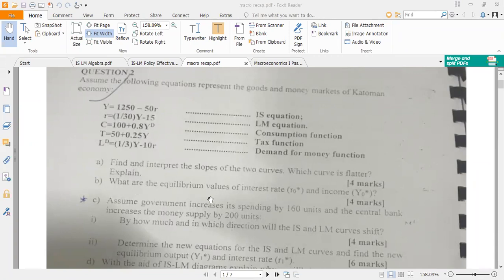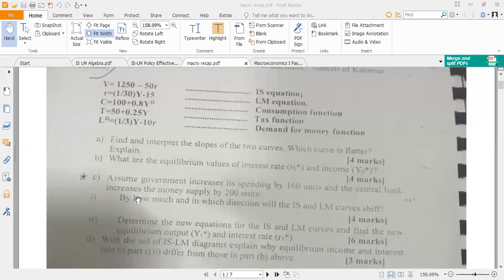And then the B part is just about the equilibrium that we can all do. You have two equations and two unknowns, so you just solve for y and then r. That should give you your equilibrium y and r. So we're just looking at the C, where they've increased government spending by 160 units, and then they've... yeah, Danny.